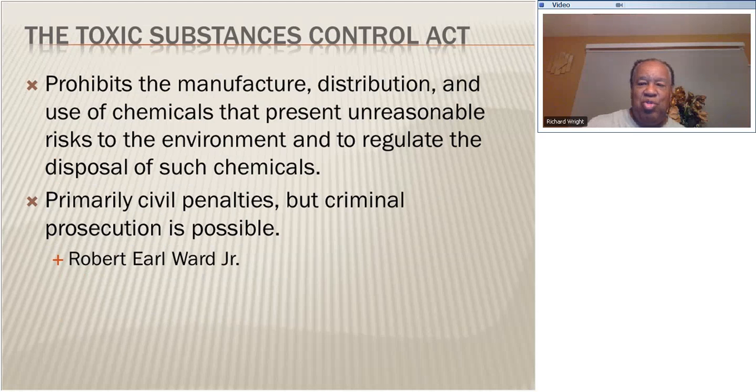The Toxic Substance Control Act prohibits the manufacture, distribution, and use of chemicals that present unreasonable risk to the environment and regulates disposal of those chemicals. Primarily civil, but can be criminal, as I said a few minutes ago.